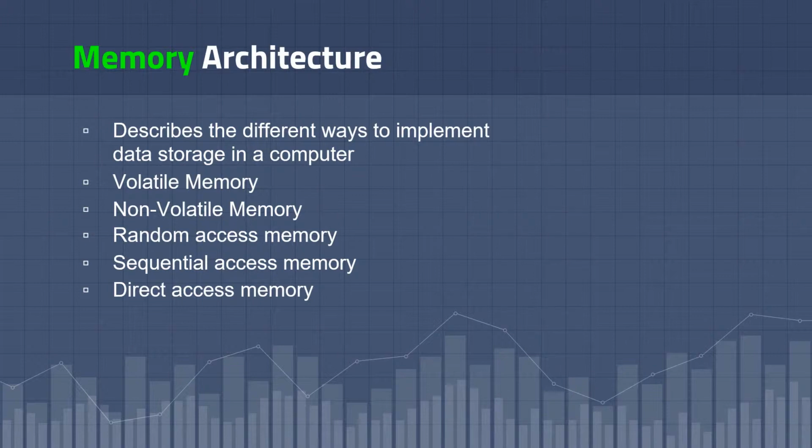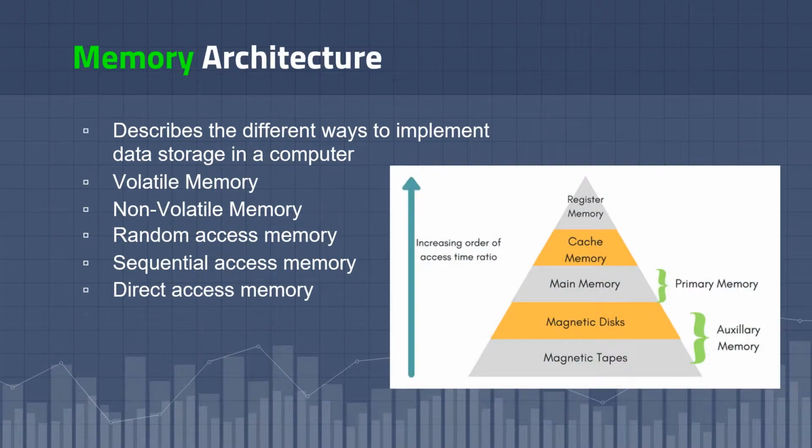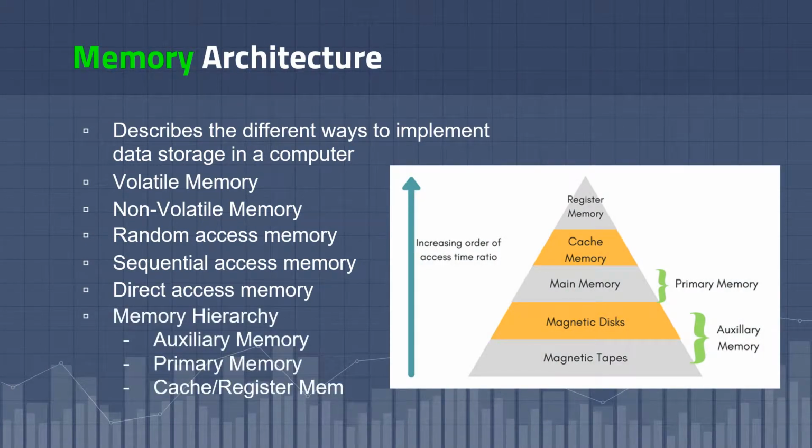Sequential access memory allows memory to be accessed in order, from one address to the next. Direct access memory is memory stored in tracks. Each track has a separate read-write pointer, so any time you want to access that specific memory, you just follow the pointer. The image of the pyramid describes memory hierarchy.